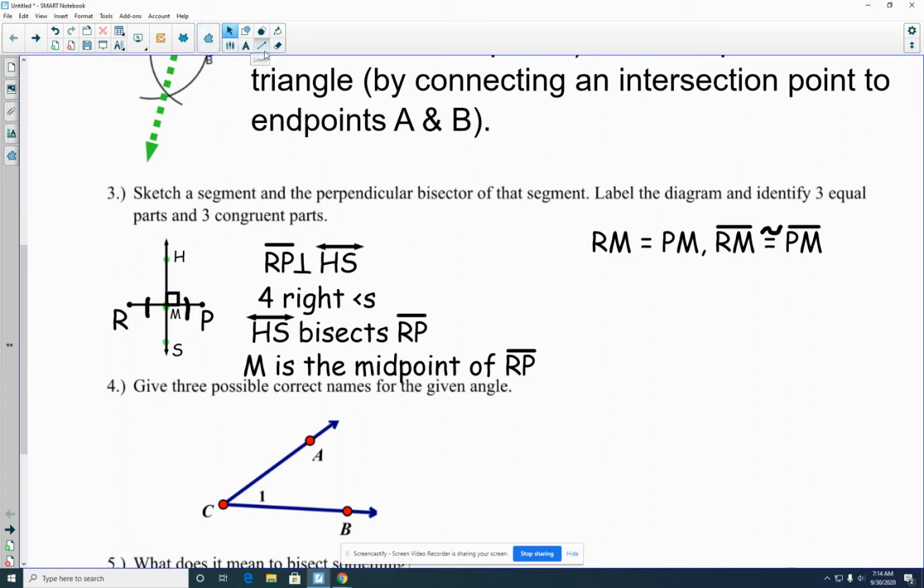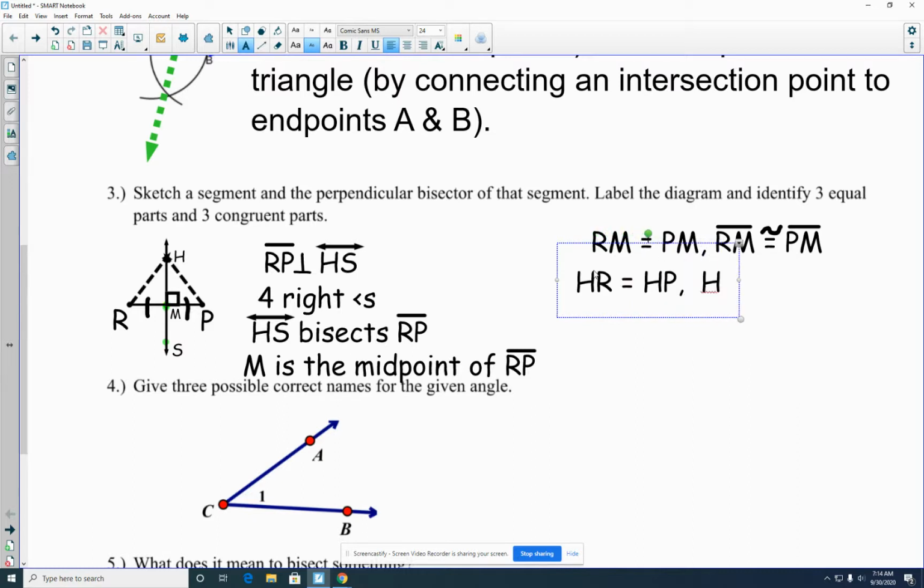But what we talked about in class is that if I actually compare the length from H to P and H to R, it's equal, the same way from R to S and P to S would be equal, because all the points on this perpendicular bisector are equidistant from the endpoints of my segment itself. So I'm going to connect H to P and H to R, and I'm now going to write another statement. I'm going to write that HR is equal to HP, and then I also know that HR is congruent to HP.